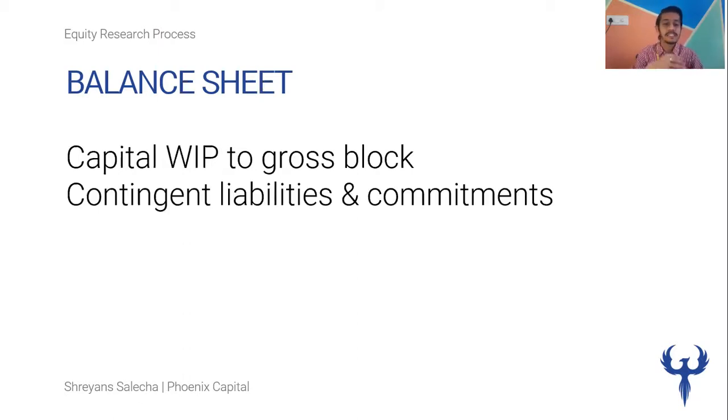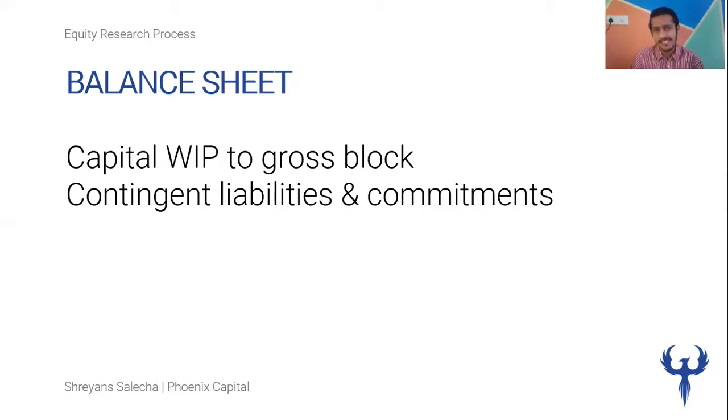The next one is contingent liabilities and commitments. Now, this is very, very important, right? So liabilities are basically the dues that the company has to pay to outsiders, right? And so that is one part. Now, few liabilities are very certain, right? Which are reported on the balance sheet.